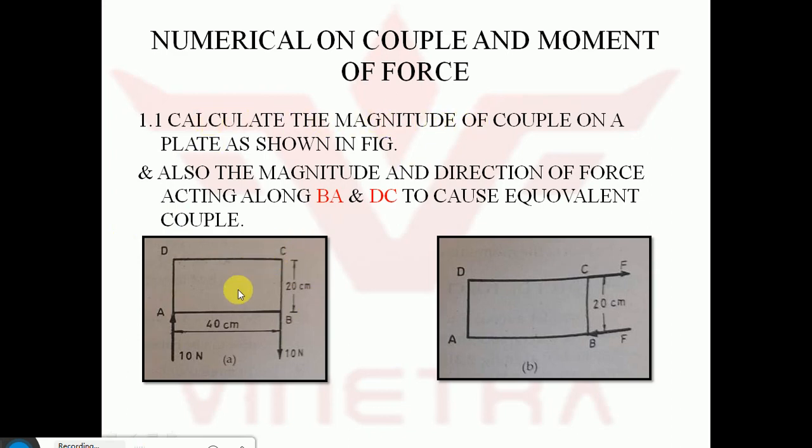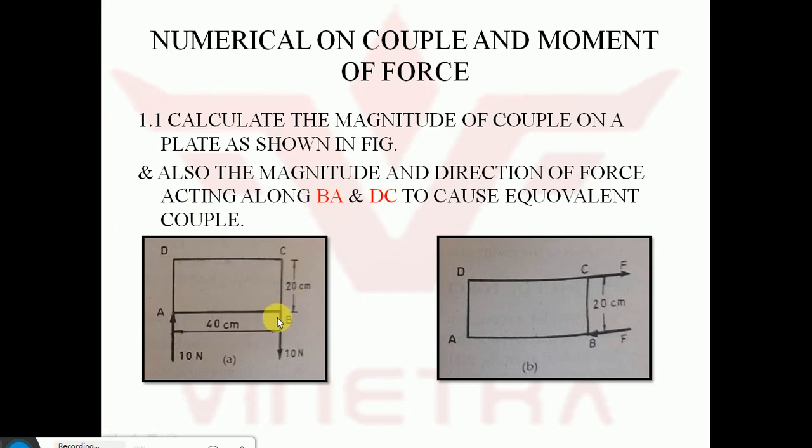So what is the magnitude? How will we calculate the magnitude of a couple? Magnitude of a couple is calculated by one of the forces into the perpendicular distance between the forces. By using that you can calculate the magnitude of the couple, and also the magnitude and direction of a force acting along BA. See here the forces are acting in direction AD and BC.